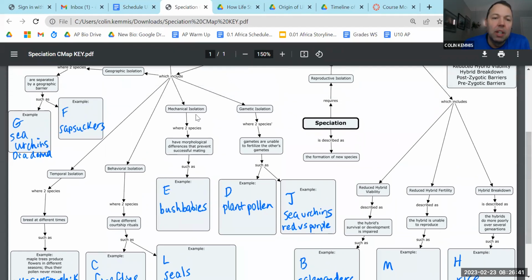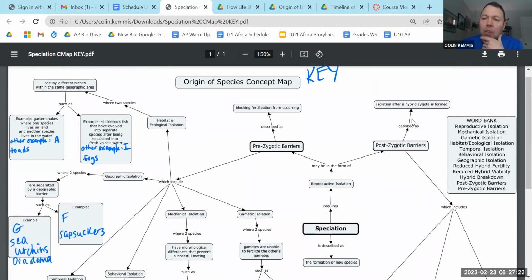Mechanical isolation. These have morphological differences that prevent successful mating. So these are physical body differences. They can't physically meet. They had an example of bush babies there. And the gametic isolation, this is where the sperm and the egg are just chemically different. There are lots of markers on the outside of cells that identify it as a species. When they're different, they just don't mix. So we call it gametic isolation. We saw that with plant pollens and sea urchins, among many, many others.